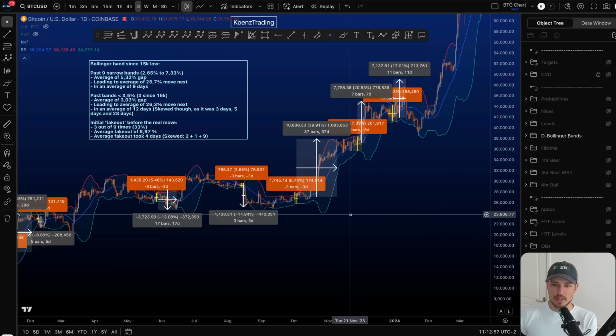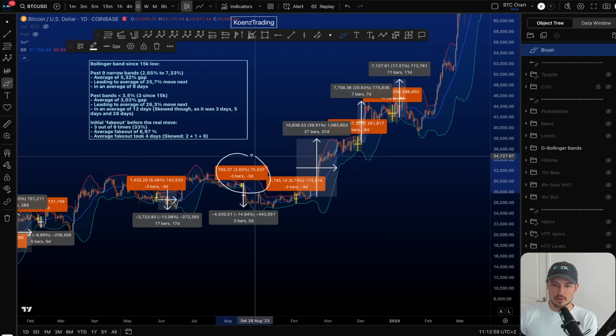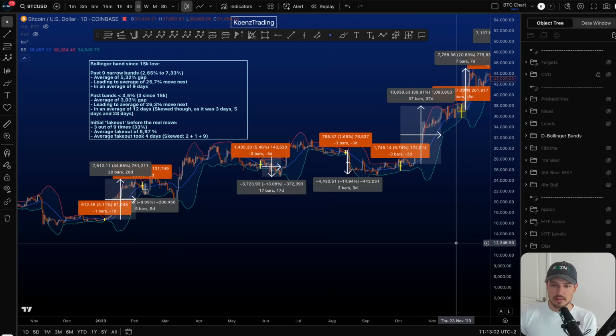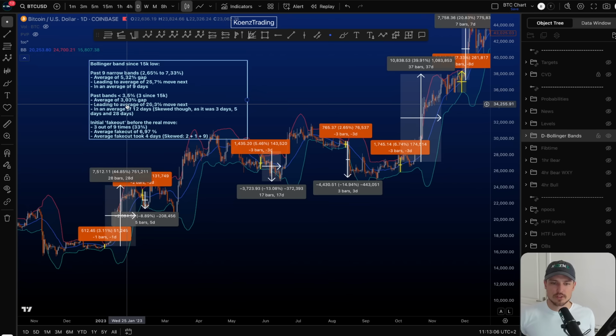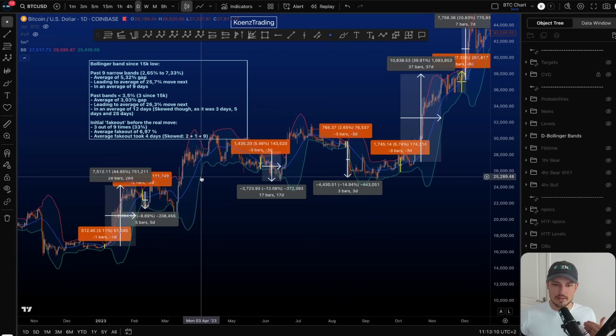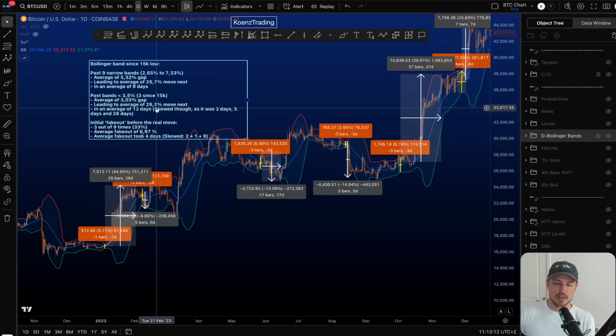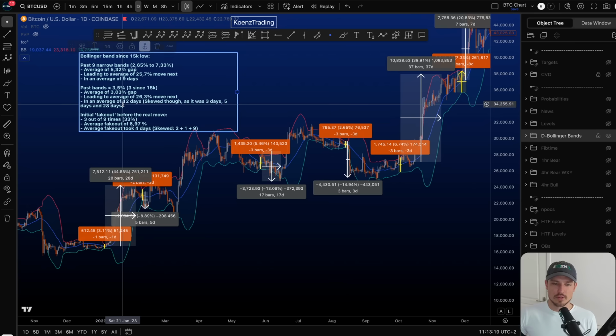Then we have over here 2.65, and over here we had a 3.11. So the average is 3.03%, the gap between the bands, the red band and the green band, right? Leading to an average of 26.3% move that comes after the narrow Bollinger Band in an average of 12 days.